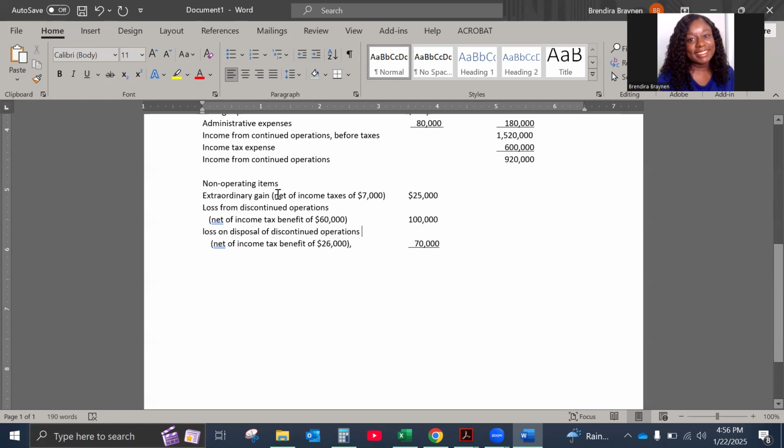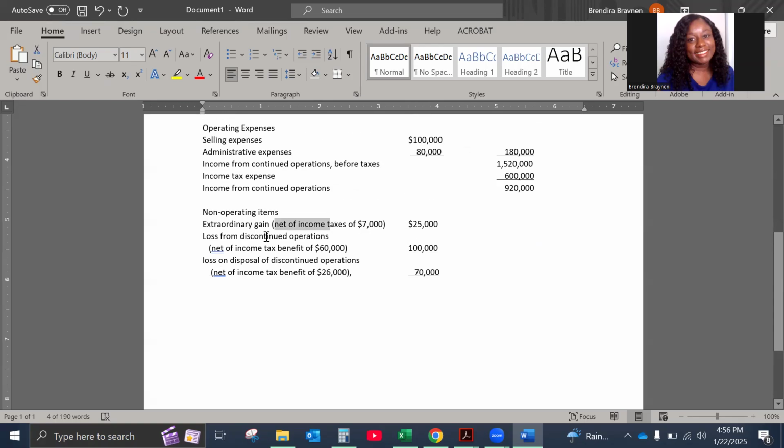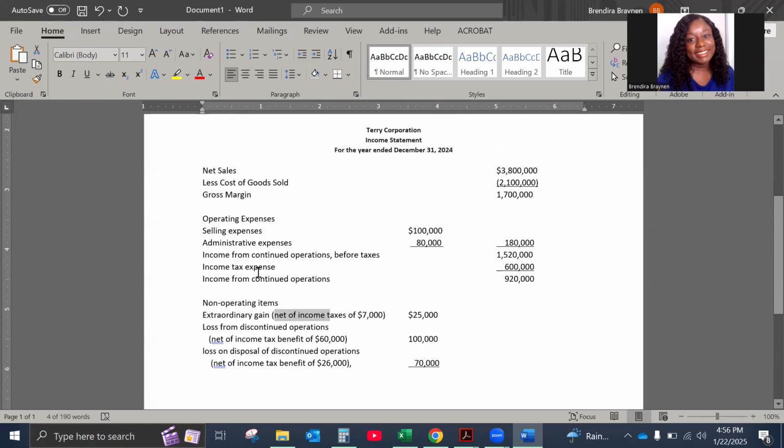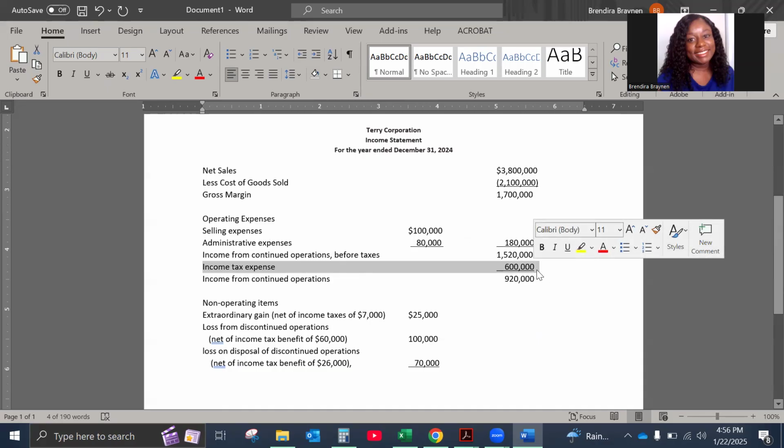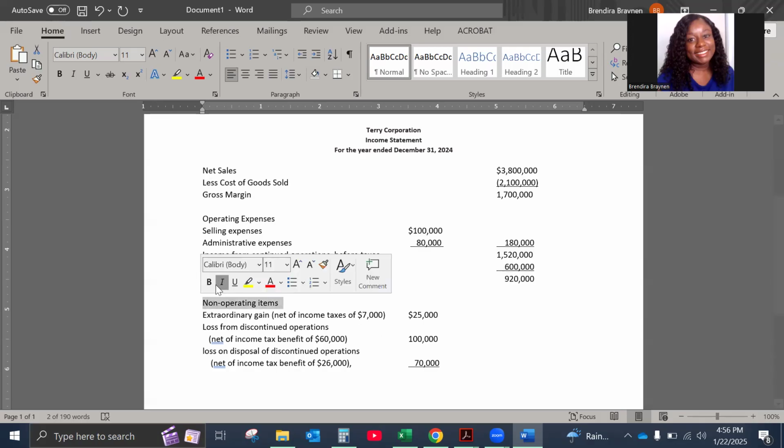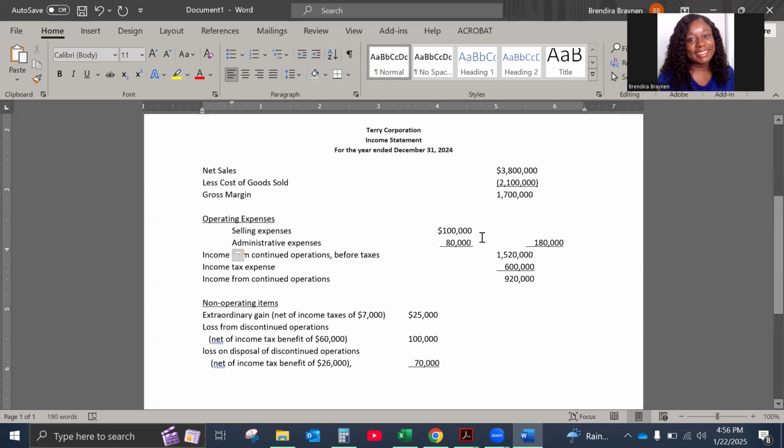Again, when they tell you net of tax, automatically know it's not going to be in the top section before taxes. Everything net of tax normally comes after this income tax expense. So that means it's not included in the income tax expense category. It's below. So that is always a hint there as well. This is a heading, so I'm going to underline all my headings just to look a little nice and decent. And I usually do indent everything else.